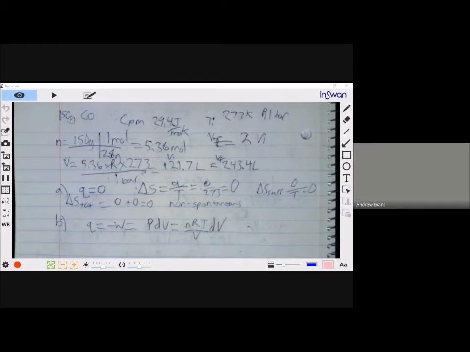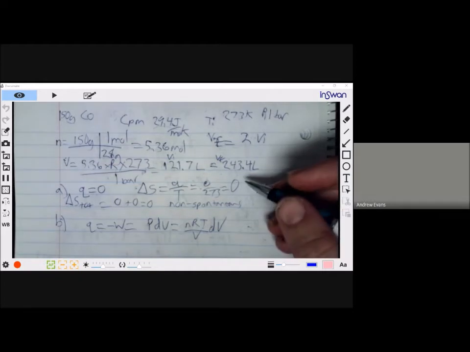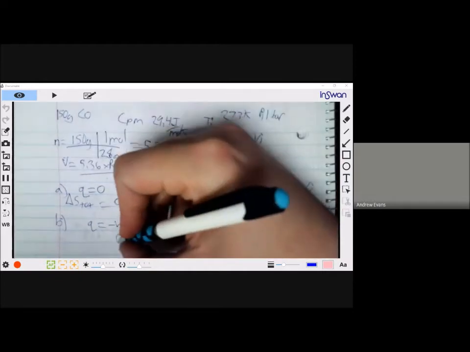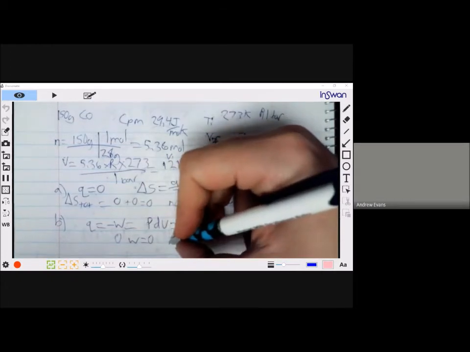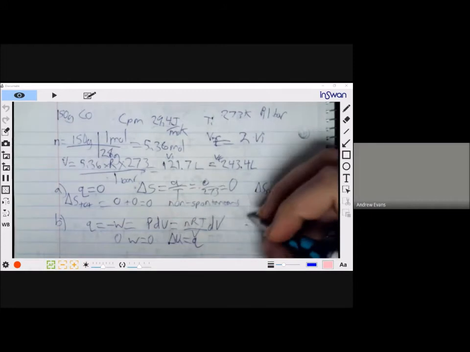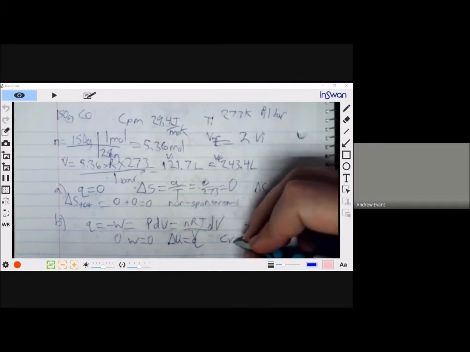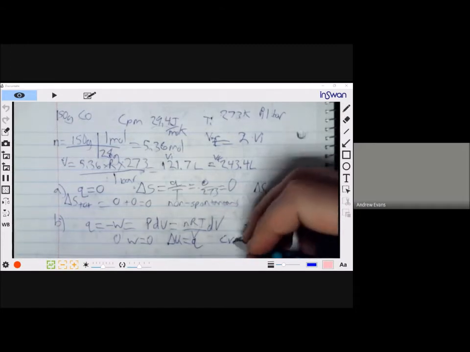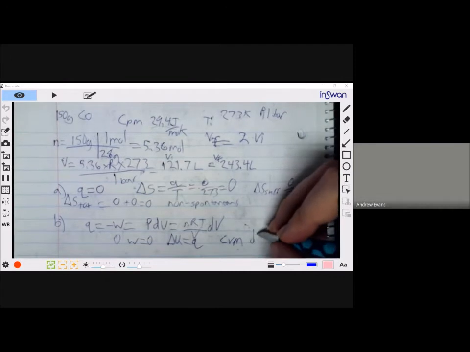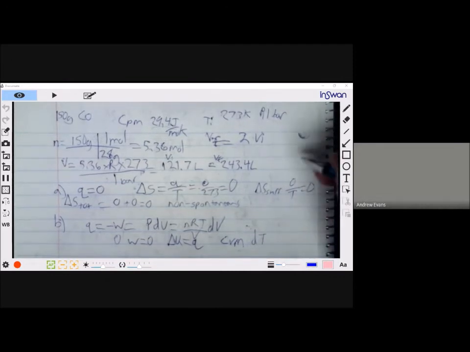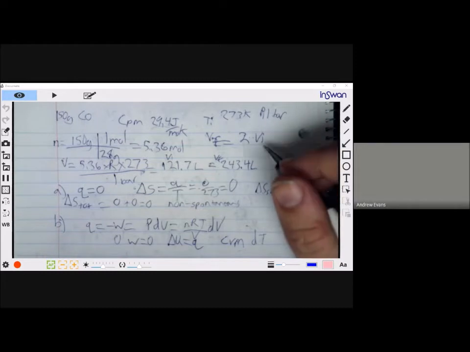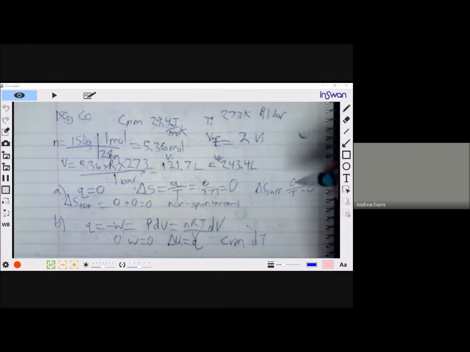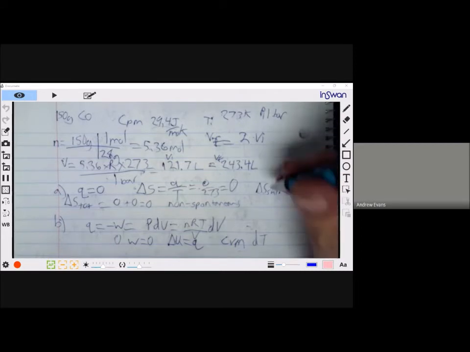Actually, we can do this another way. Let's try this another way. If the external pressure is 0, that means work has to be 0 on this. So we'd say that the internal energy is equal to Q, and Q is always going to be C sub V sub M delta T. But we don't know our two temperatures, so we might have to go back to that. That's why we have to go back to here.